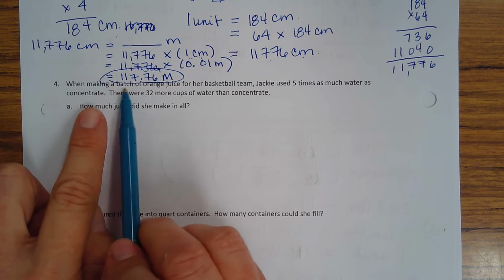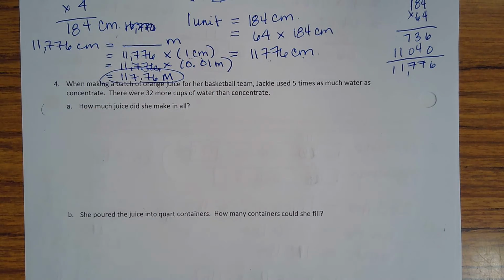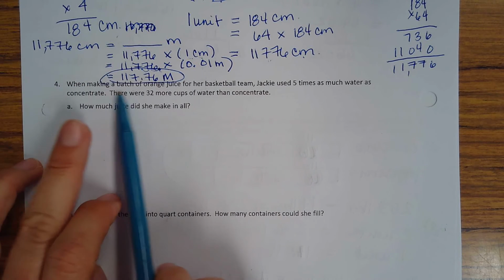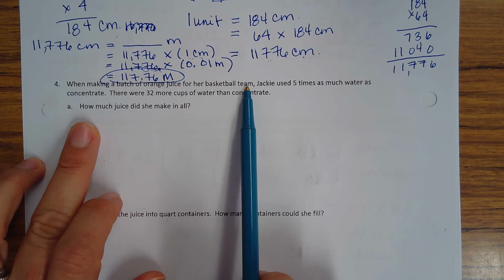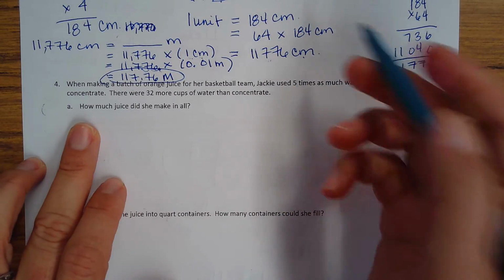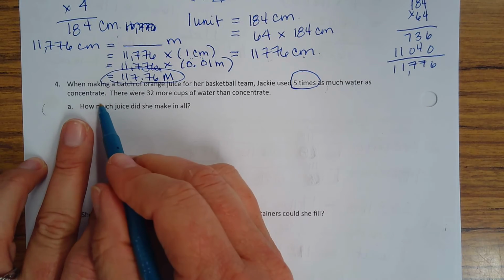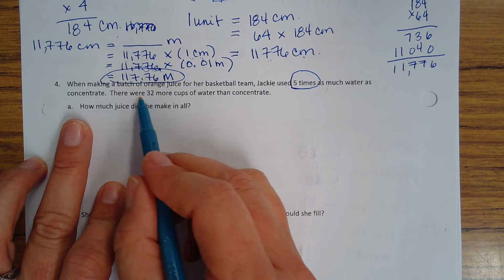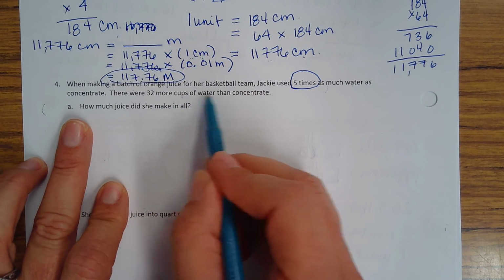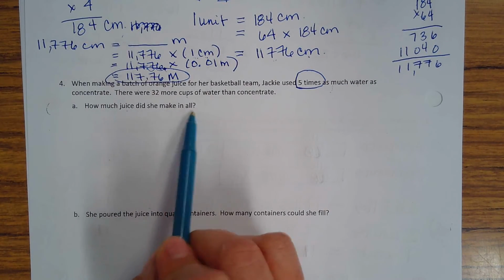All right. I'm just telling you, this problem ends up on the SBAC, something like this all of the time. So when making a batch of orange juice for her basketball team, Jackie used 5 times as much water as concentrate. There were 32 more cups of water than concentrate. So how much juice did she make in all?